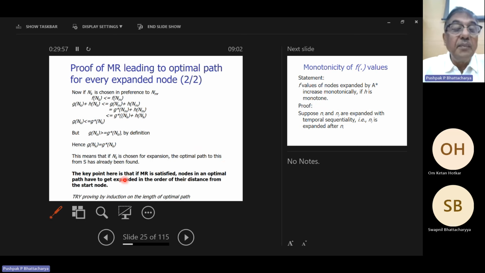The key point here is that if the monotone restriction is satisfied, nodes in an optimal path have to get expanded in the order of their distance from the start node. Try proving this by induction on the length of the optimal path.